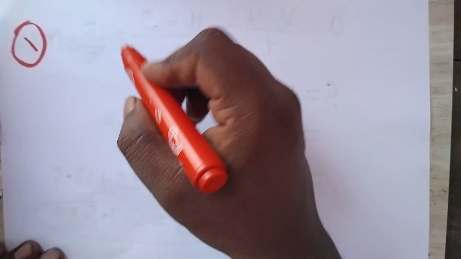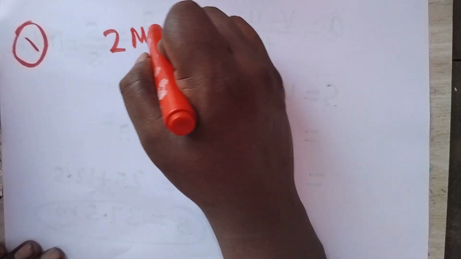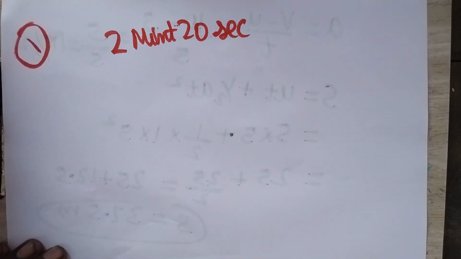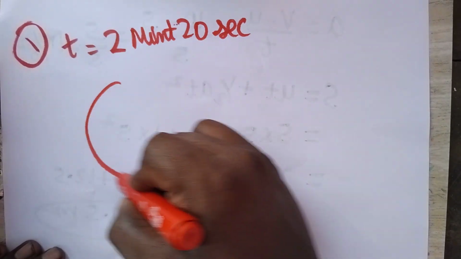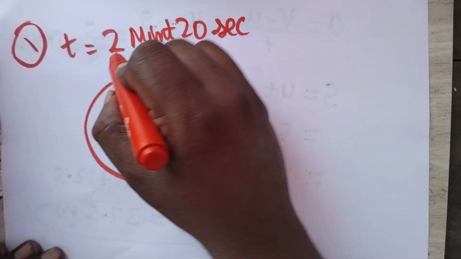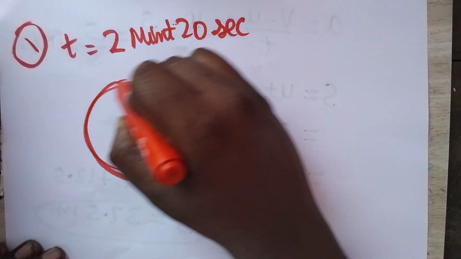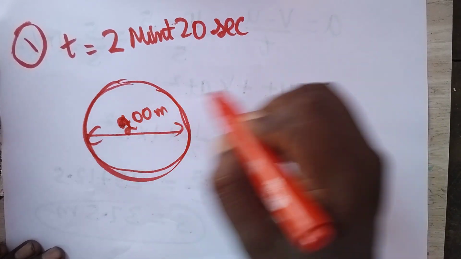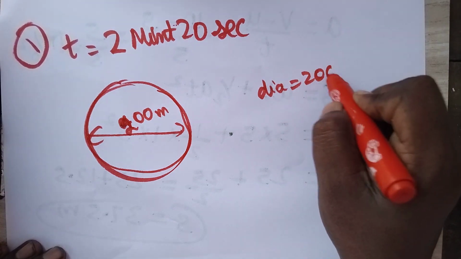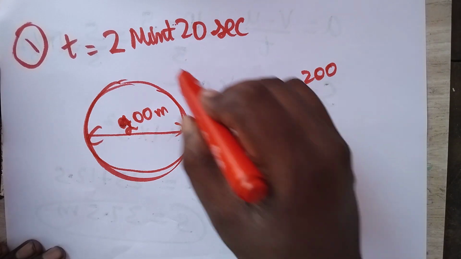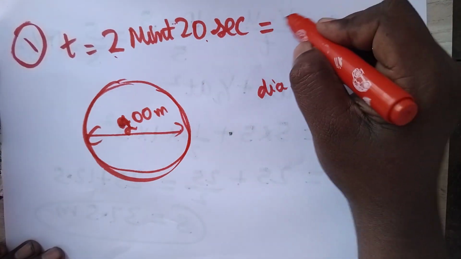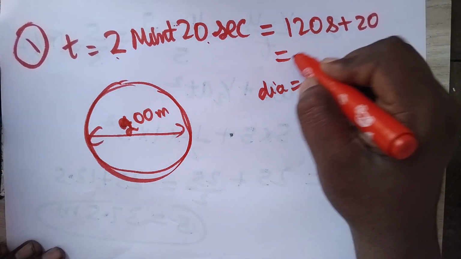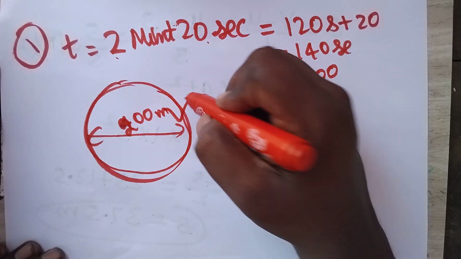Totally 2 minutes and 20 seconds is going to move. It's a timing. The athlete is running in a circular path. See, each round takes 40 seconds. The circle diameter is 200 meter, which is given in the question. First, 2 minutes 20 seconds, totally how many seconds? 2 minutes is 120 seconds plus 20 seconds, totally 140 seconds he is walking in a circular path.